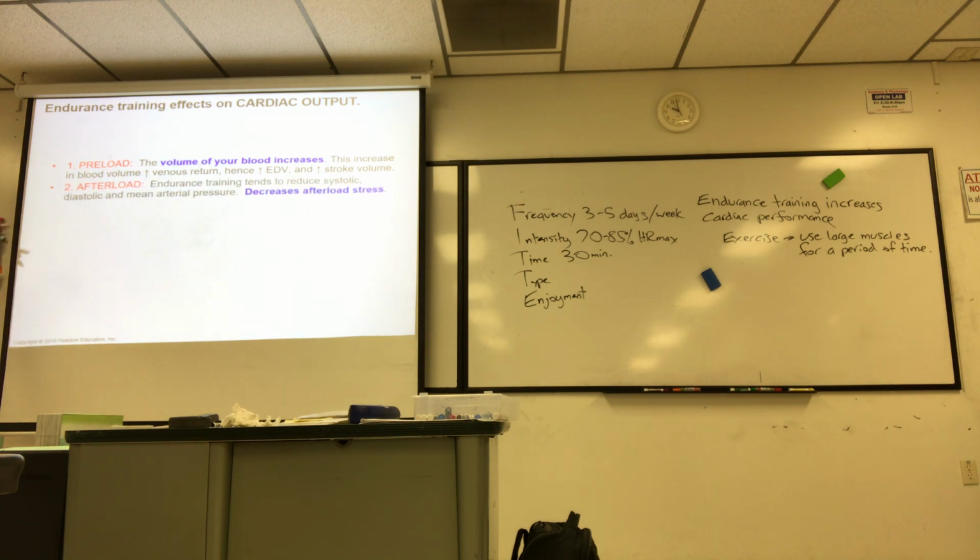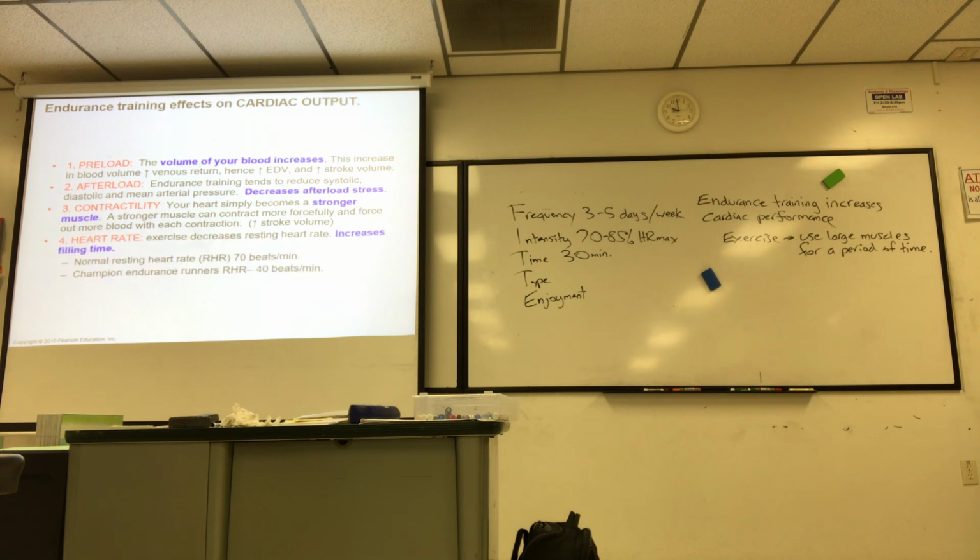Afterload decreases. We tend to observe that endurance athletes have lower blood pressure. We're not sure why, but that's what we see. So that decreases the afterload stress. Contractility: with regular exercise, your heart becomes a stronger muscle, so you're going to contract more forcefully, and that's really going to help your heart rate. If with each heartbeat your heart's contracting harder, the rate can drop. Does that make sense?